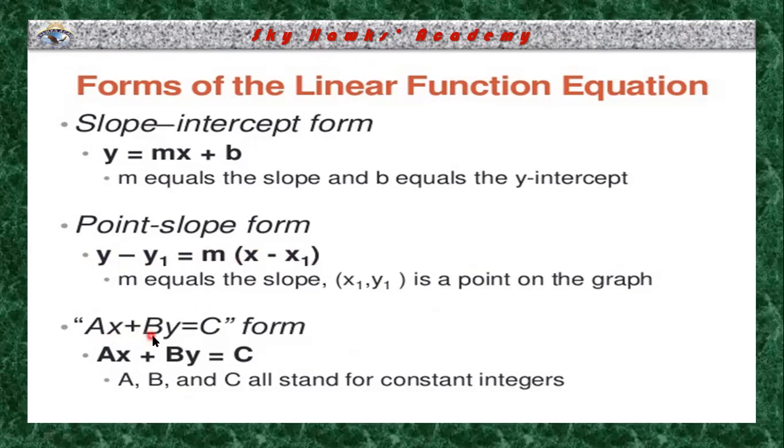So ax plus by is equal to c is another form, that is the general form. A, b, and c all stand for constant integers, and x and y are varying. When you change the values of the variables x and y, you will get different types of lines. The one thing common about all these is that these equations represent straight lines. And if you draw them, you will get straight lines.